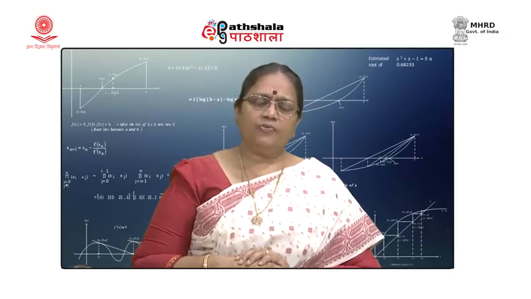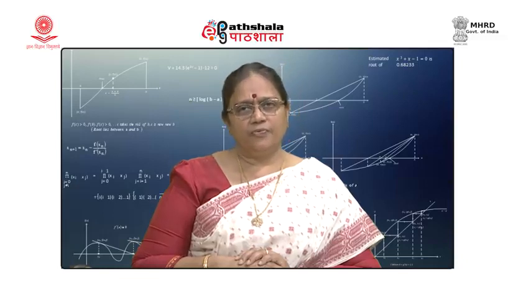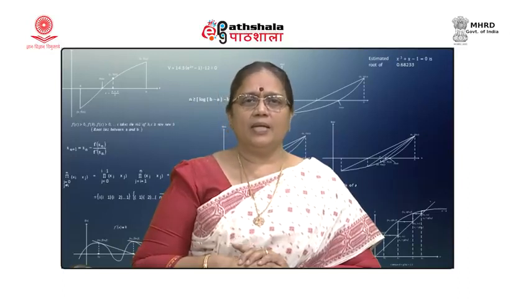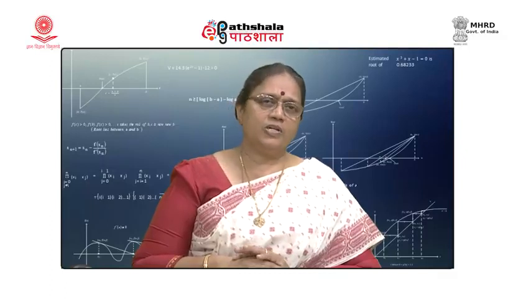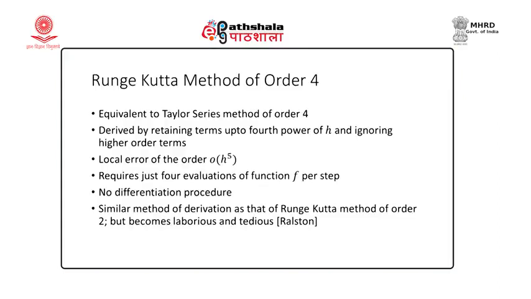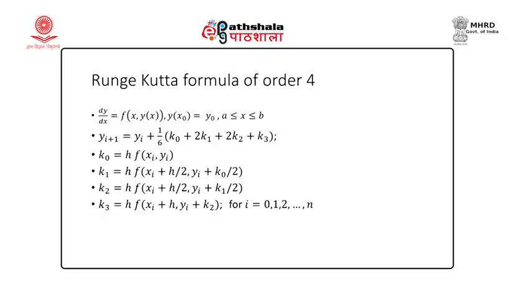Now, as the name says, order 4, it is based on the Taylor series of order 4, meaning the terms up to h raised to 4 will be retained and terms of h raised to 5 onwards are ignored in this Runge-Kutta formula of order 4. So, it is equivalent to the Taylor series of order 4, and in this formula there are four terms k0, k1, k2 and k3. So, 4 function evaluations would be required in each step, and there is no differentiation procedure. The local error is of the order of h raised to 5. This is the Runge-Kutta formula of order 4.